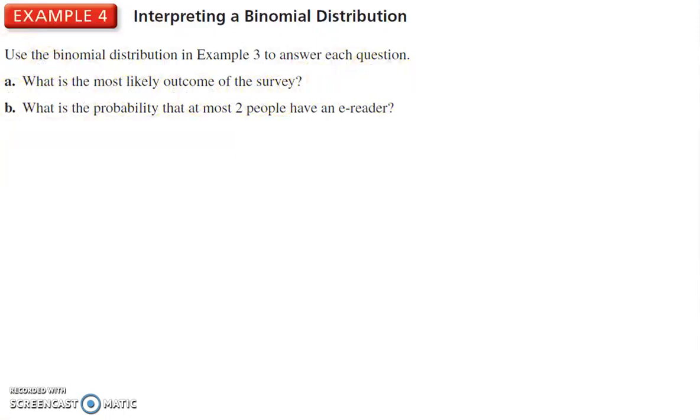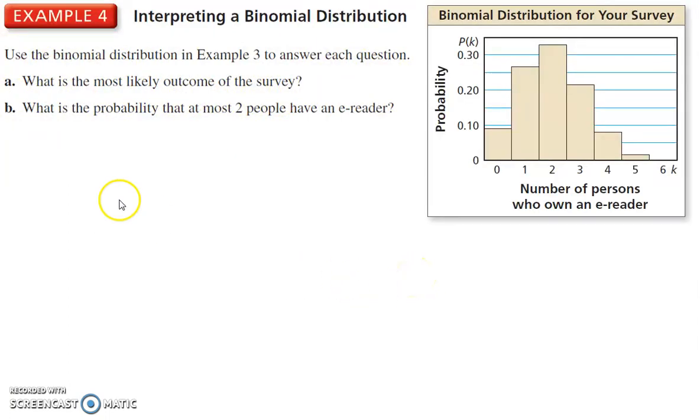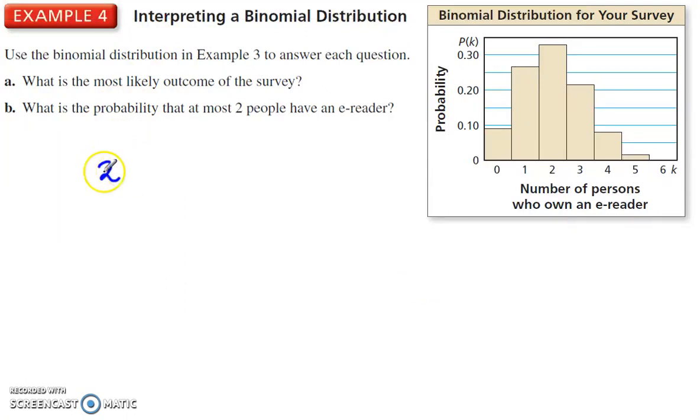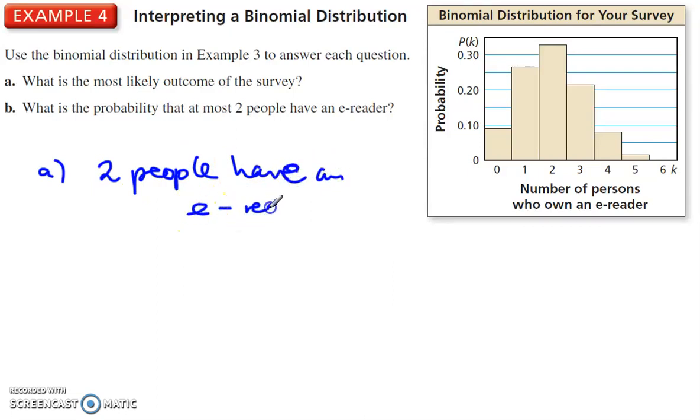Use the binomial distribution. What's the most likely outcome of the survey? Again, the most likely outcome of the survey is that I have 2 successes. That is, 2 people have an e-reader. So k equals 2 is the most likely, right? Highest there.